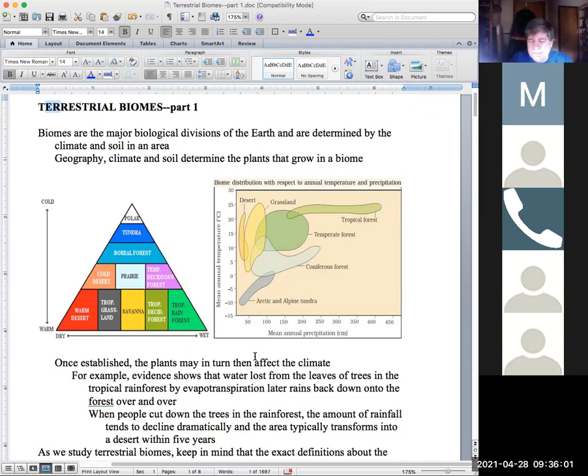So these factors, along with things like soil and geography that we really can't see on these graphs, can affect the biome. So even though this is biology, notice that living organisms really play second fiddle to the abiotic factors in determining what type of biome we have in an area. However, once living organisms come in, the plants especially can exert a feedback effect on the climate.